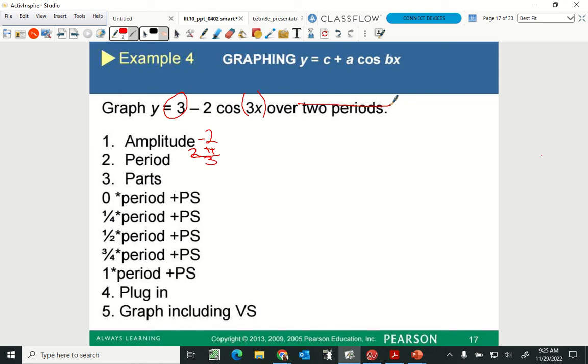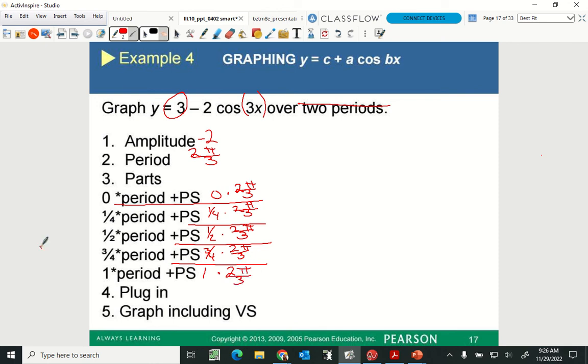So let's go through. Since I don't have a phase shift, I don't have to worry about the PS here. So it's going to be 0 times my period, which is 2 pi over 3. The next one is 1/4 times 2 pi over 3. 1/2 times 2 pi over 3. 3/4 times 2 pi over 3. 1 times 2 pi over 3.